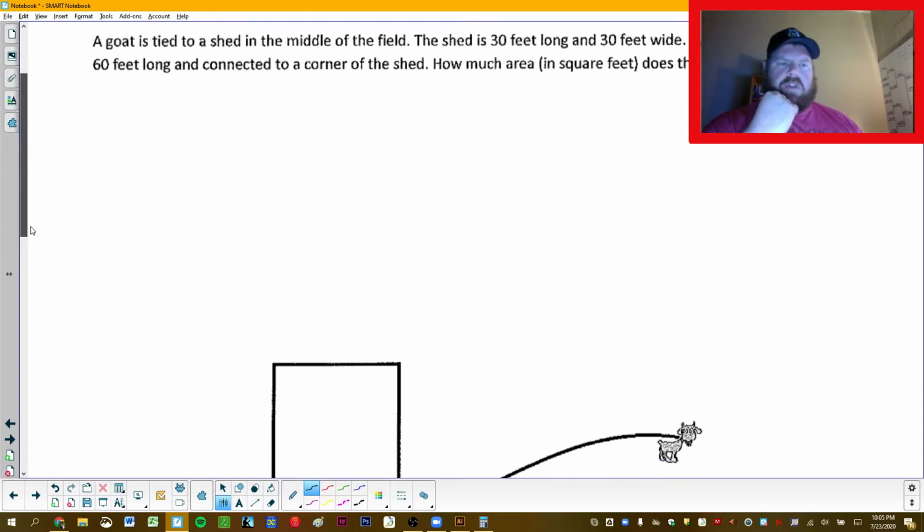The shed's in the middle of the field, so the boundaries won't become an issue. The shed is 30 by 30, and the goat is on a leash that's 60 feet long and connected to the corner of the shed. This question asks how much area in square feet does the goat have to graze?